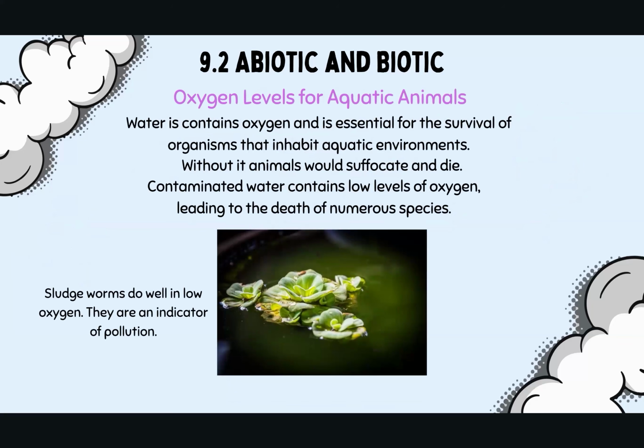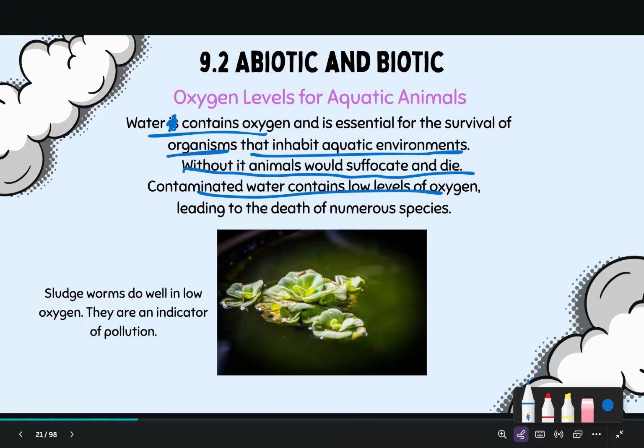So, oxygen levels for aquatic animals. Water contains oxygen and is essential for the survival of organisms that inhabit aquatic environments. Without it, animals would suffocate and die. So contaminated water contains low levels of oxygen.